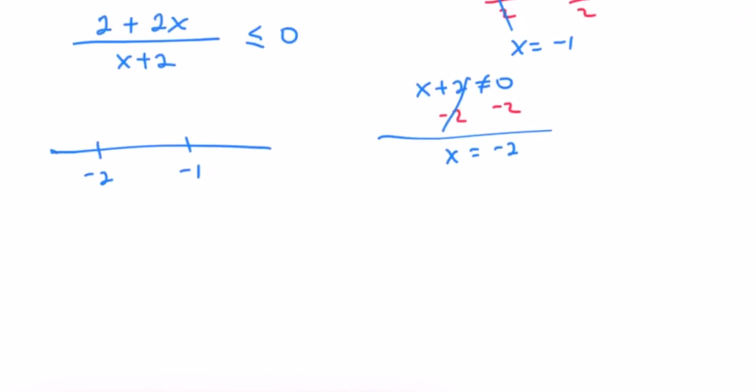If we look at our inequality here, this is less than or equal to 0. We cannot have -2, so it's an open circle. But at -1, we are allowed to have -1. And since this is less than or equal to 0, at -1 it is closed up. Let's test points.